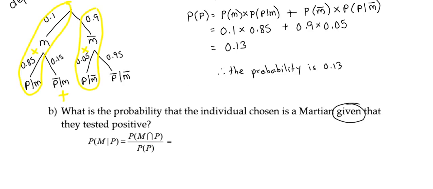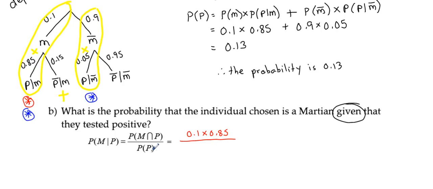So the probability of being a Martian and testing positive is this branch right here. So it's being a Martian and testing positive. So that's what goes on the numerator. In the denominator, it's the probability that they test positive, which is what we actually just calculated up here. So there are two branches where they test positive. This branch and this branch.